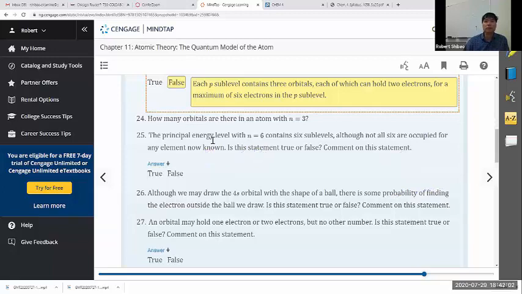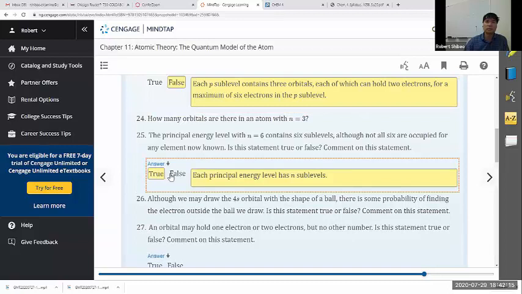The principal energy level with n equals 6 contains 6 sublevels, although not all 6 are occupied for any element now known. Is this true or false? This is true. n equals 6 has 6 sublevels. So n equals 10 would have 10 sublevels.